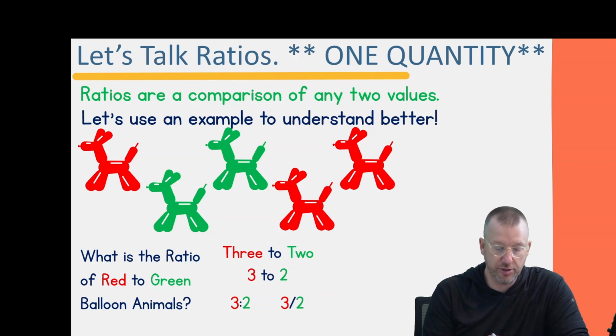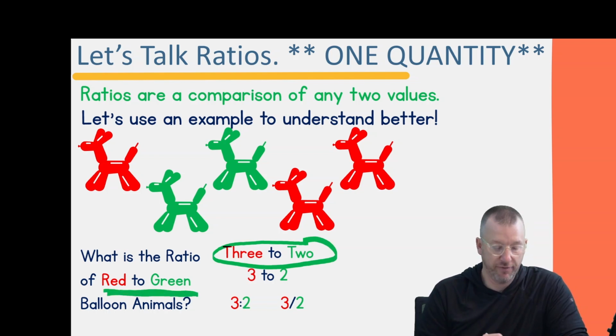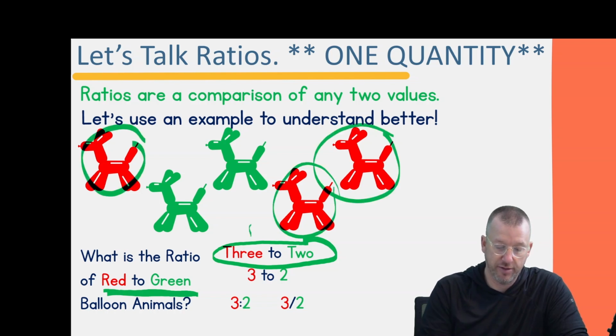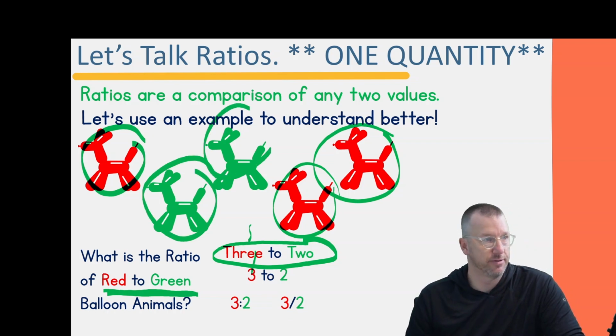The other thing I need you to make sure you understand is you have to put the ratio in the same order as the way it's asked. So you have to do red to green. In that case, we did 3 red. That's why the 3 is first in all of these. And then you have to do 2 green, and that's why the 2 is last in all of those.